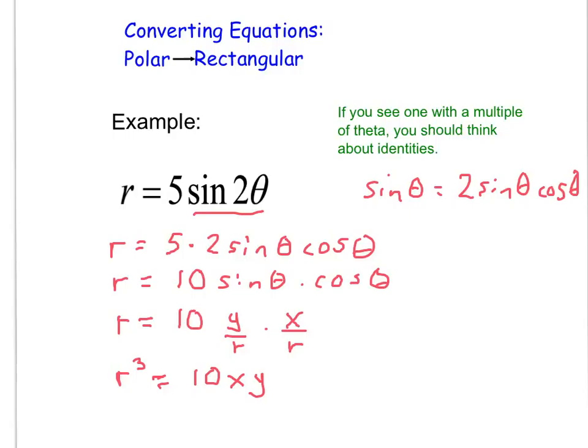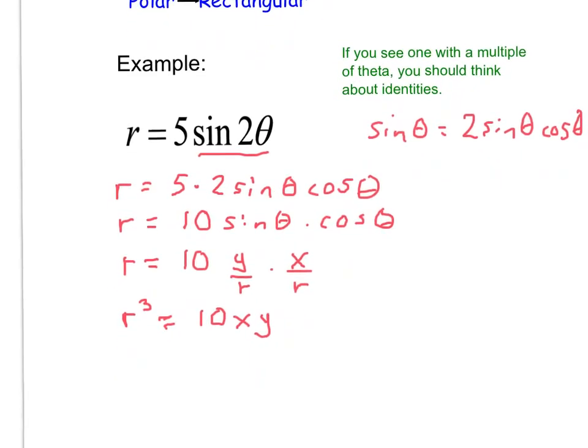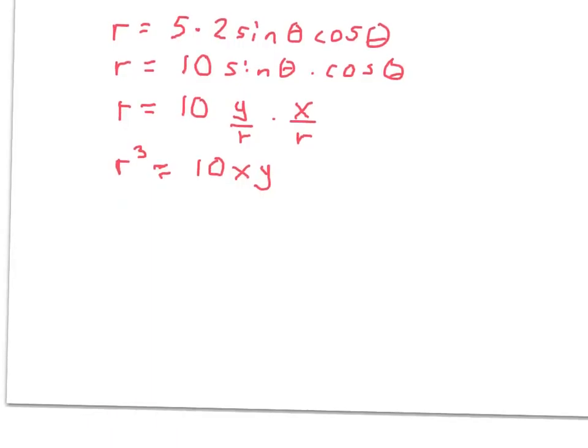Now, this one's very unique, and I introduced this one on purpose because it is definitely a challenge. So let's slide this up so I have a little more space. So r cubed is 10xy. I know, and this I would not have expected you necessarily to be able to do on your own, but I want you to see how these things all tie together. I know r squared is x squared plus y squared.